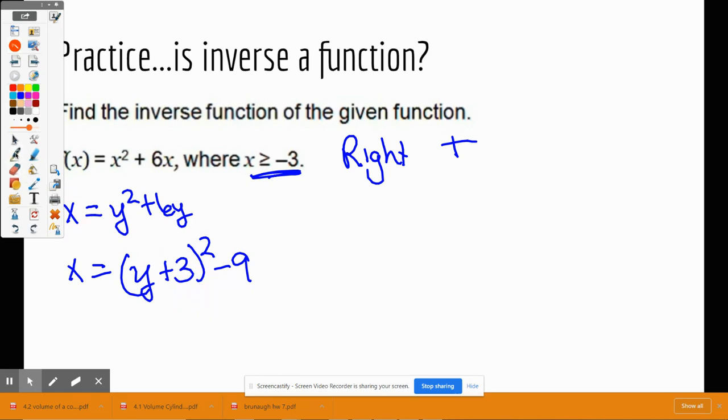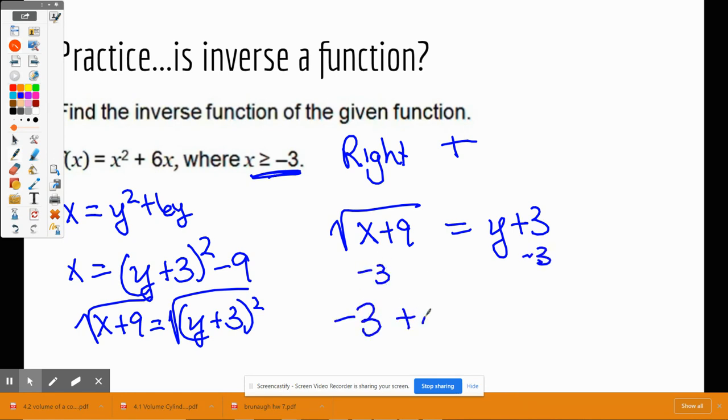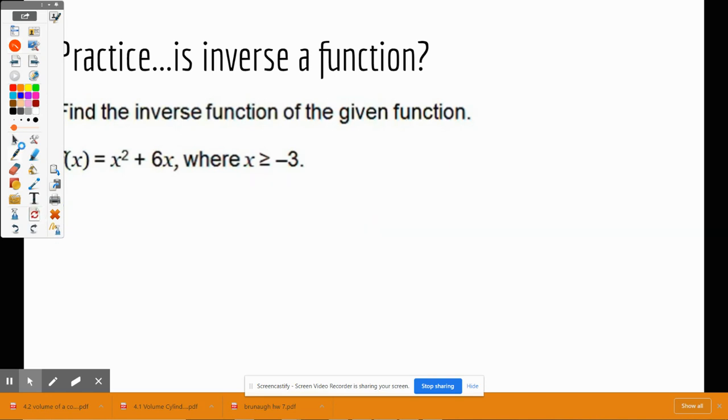And the first thing I'm going to do is add 9. So I get x plus 9 is y plus 3 squared. Now we square root both sides. We usually say plus or minus, but I don't have to now because we cut it in half. We're only looking at the plus part, and that's y plus 3. And now get y all by itself. Subtract 3. You don't subtract numbers with roots, so negative 3 plus the square root of x plus 9 equals y, and that is the inverse, and it is a function because it's only looking at the positive part.